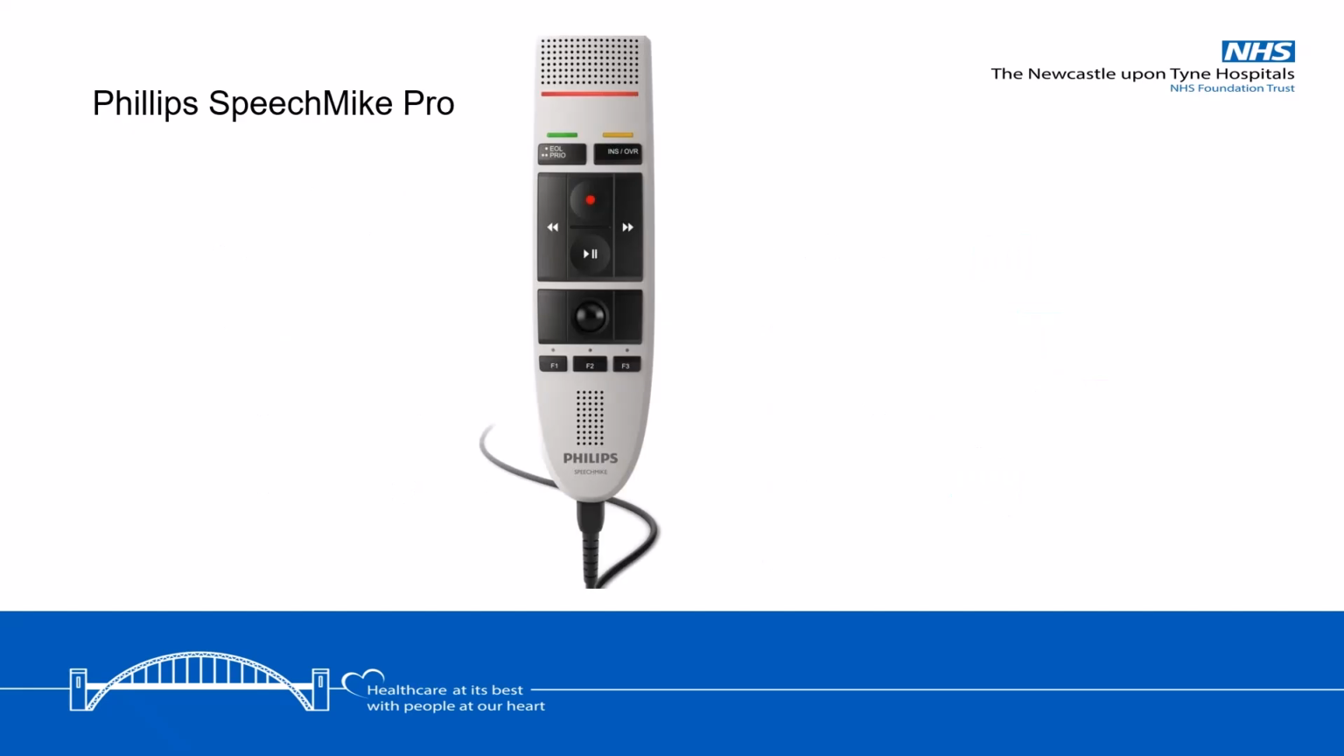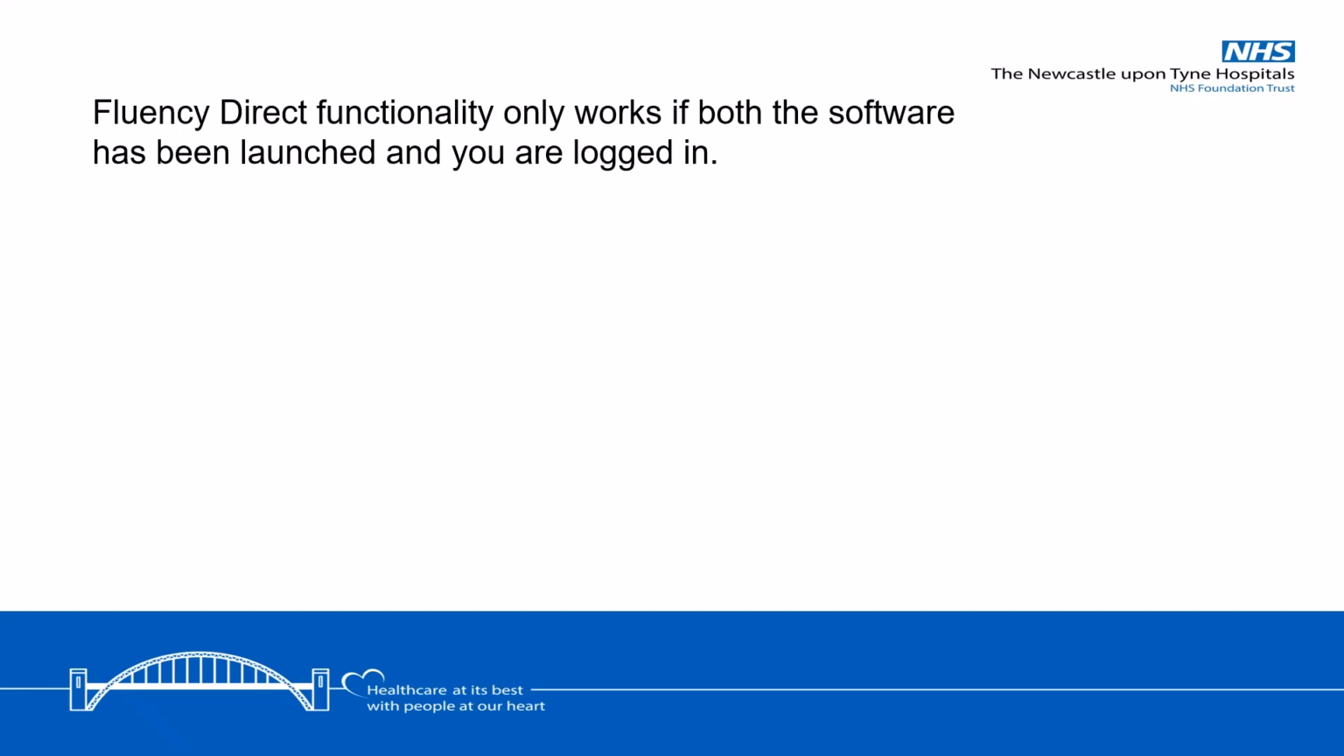The Philips SpeechMic Pro is the trust-recommended microphone for use with Fluency Direct. Press the record button, speak into the microphone, and your spoken words are recognized and rendered as text. Please note, in order for voice-to-text recognition to work, Fluency Direct needs to be both launched and logged into.